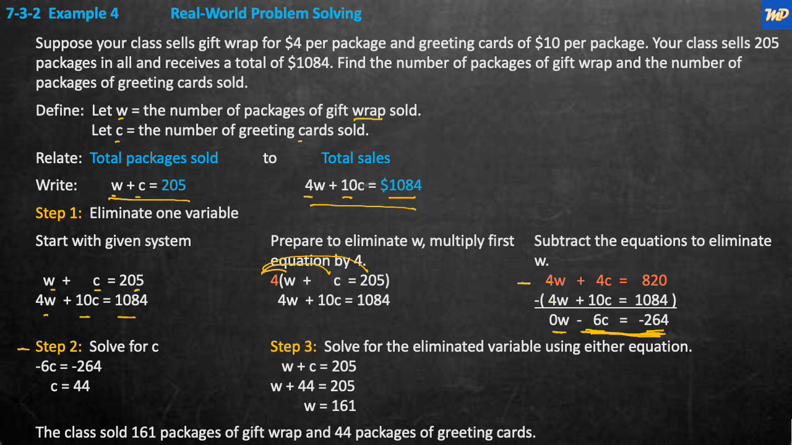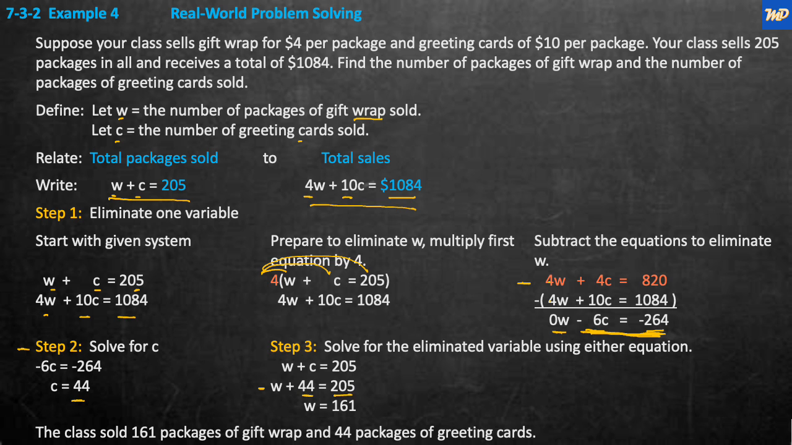And when you solve for C, you're going to divide both sides by negative 6, and you're going to get C is equal to 44. Well, now that you know what C is, you can substitute it back in either one of your equations, but pick an easy one. Let's pick the one where C has a coefficient of 1, and we can just say W plus C, or W plus 44, is equal to 205.